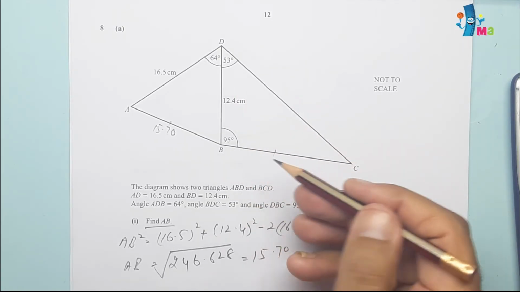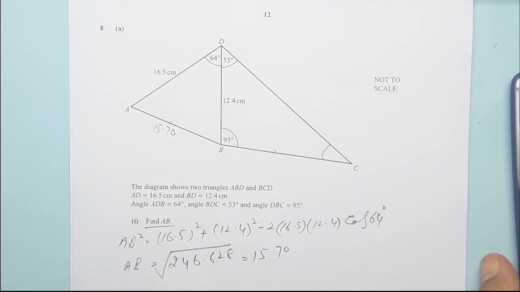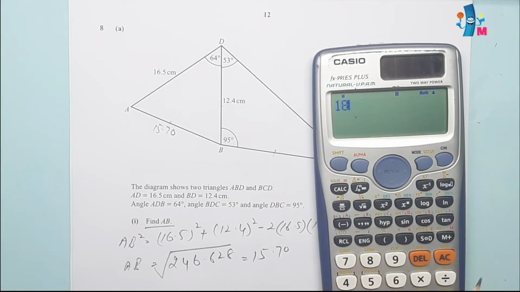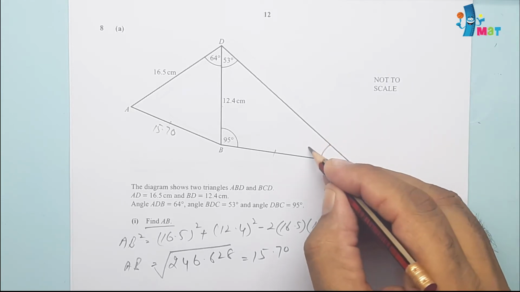The next part is find BC, and BC is this side, and for this one we have this angle, and this side also two angles are given. We can find this third angle, 180 minus these two angles, we will add up 53 plus 95, so this will be equal to 32. So this angle is 32.